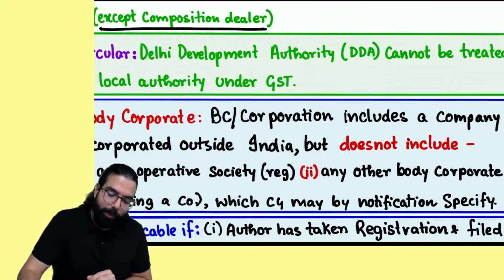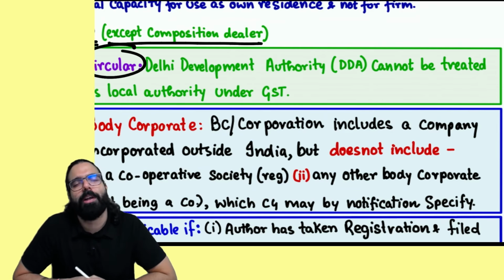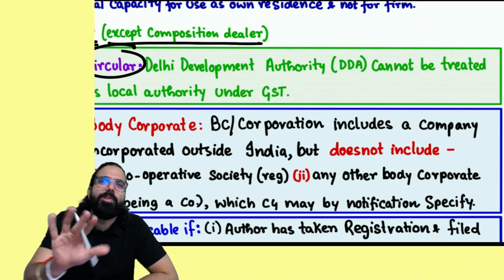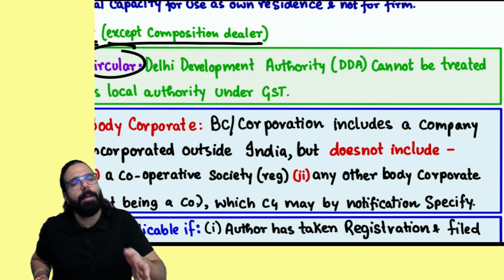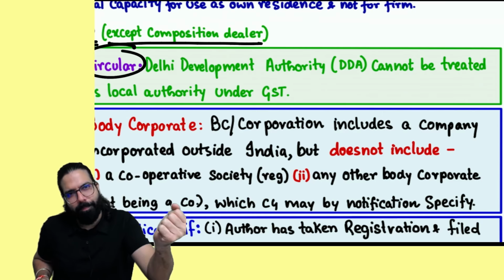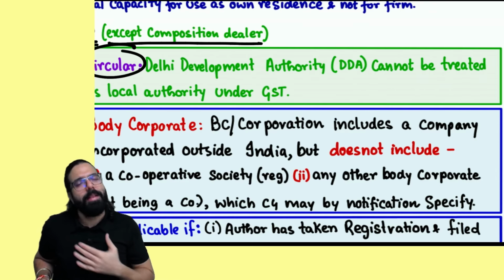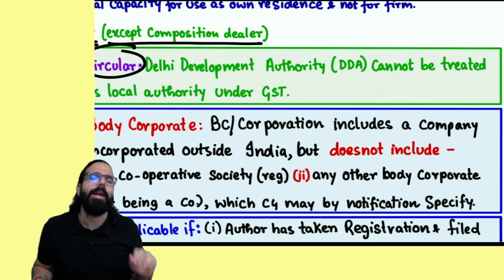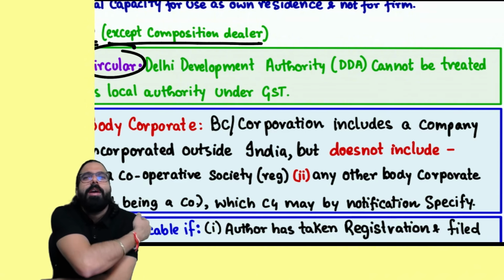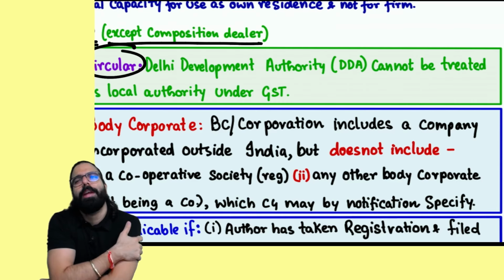Okay. Now, there is one circular relating to Delhi Development Authority. All these development authorities, like Bangalore Development Authority and Delhi Development Authority, are not municipalities. They are not municipal corporations. For example, in Bangalore, the municipality is BBMP. BBMP is the local authority. BBMP is a local authority, and BDA, Bangalore Development Authority, is not a local authority. It is not going to perform those functions which are told under 243W.